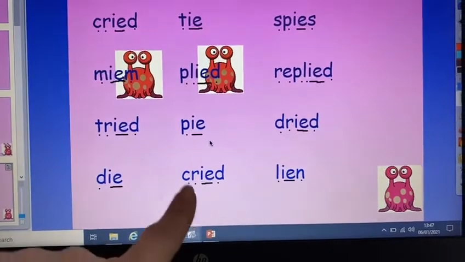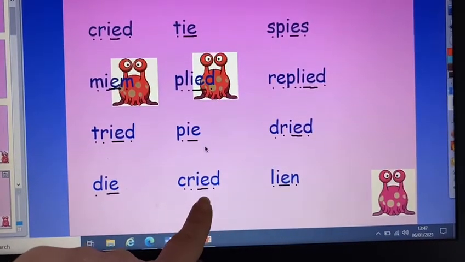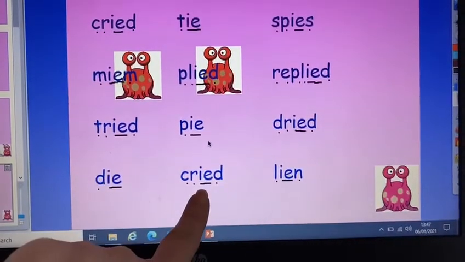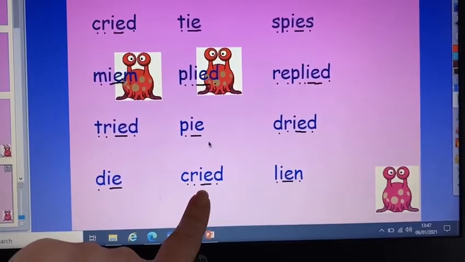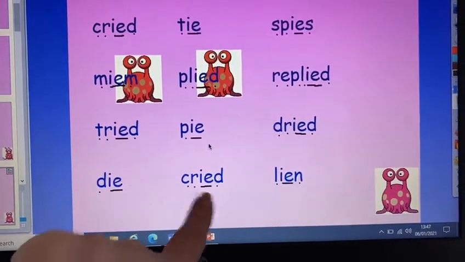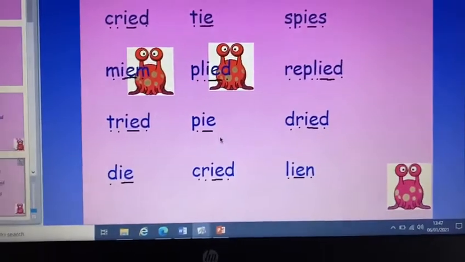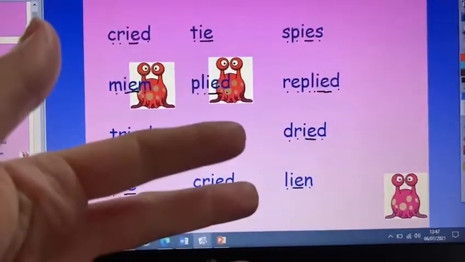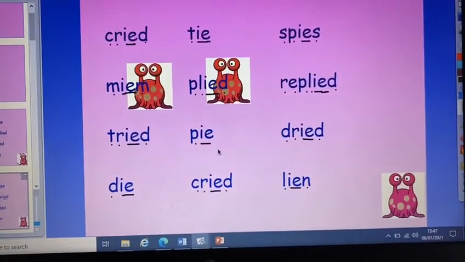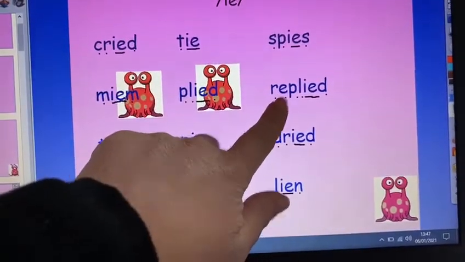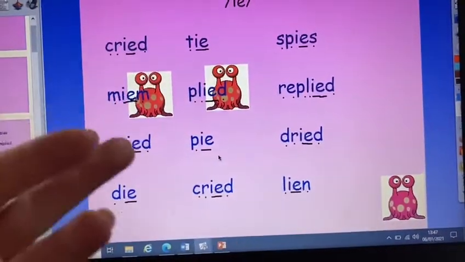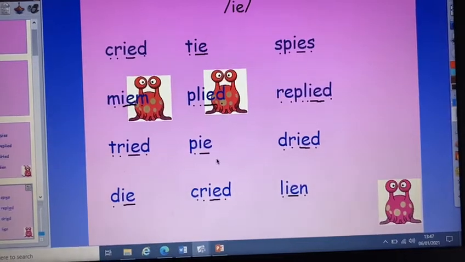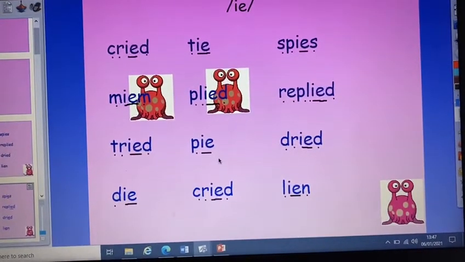And oh, we've got one repeated here. I'm not going to sound this one out because that word is exactly the same as that word up there. And we already worked that one out, didn't we? What was that word? Yeah, it was cried. Well done. Okay, let's have a look at this one then. So we've got spies. And replied. And they're both real words, aren't they?